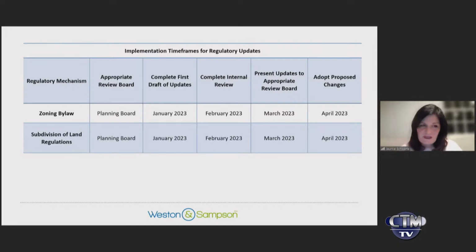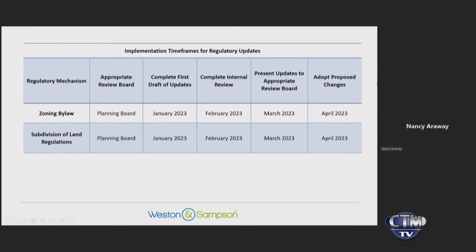So we would be making changes to the zoning bylaw and the subdivision of land regulations. Right now we haven't drafted the actual recommended language for the regulations. That would be the next step after we get feedback from you on some of the proposed updates. Presumably we would try to complete a first draft of those updates by the end of January and provide those for internal review, and then come back to the planning board at a public meeting to go over that language and move forward with adoption of those proposals.